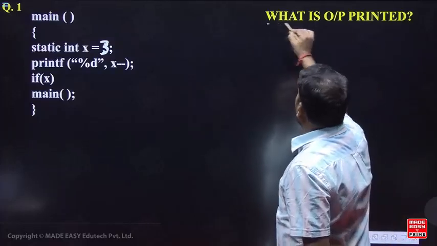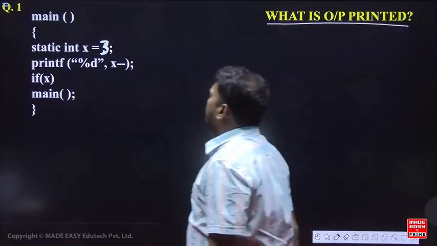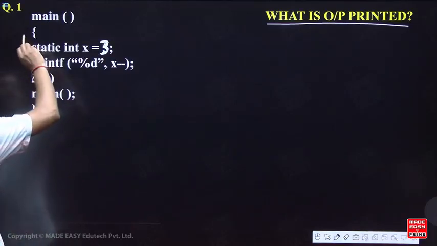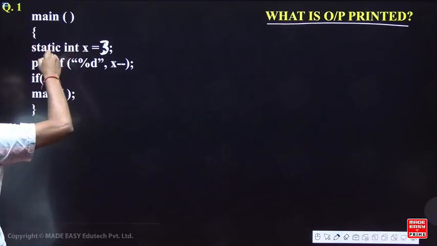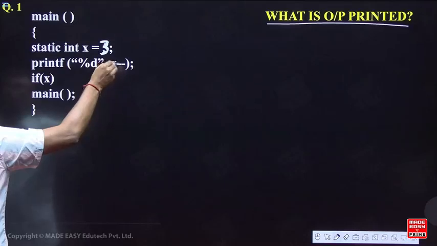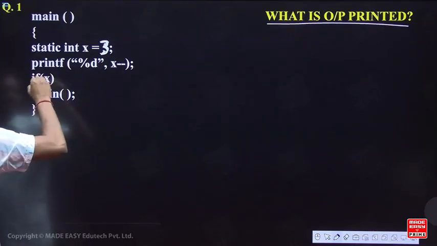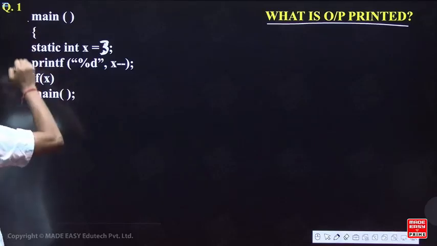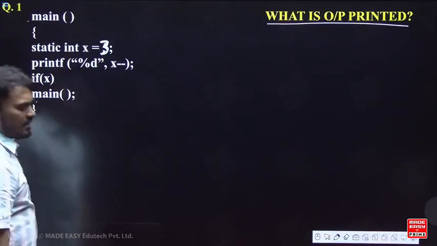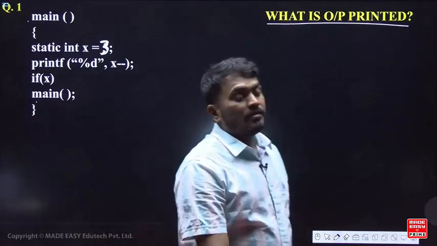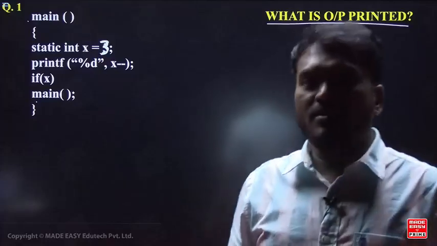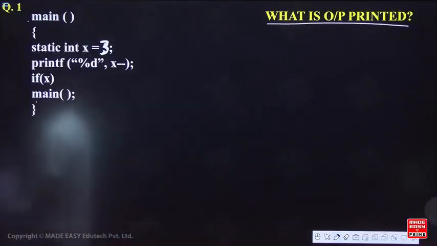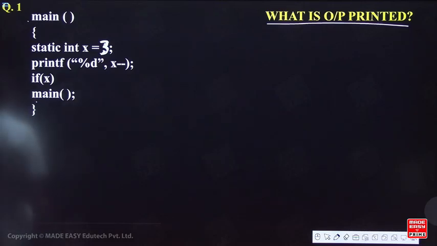Okay, so understand here, don't solve this, no need to solve. I am going to explain this, this is my job only. Now main, static integer x equal to 3, printf %ld x minus minus, post decrement, if x is non-zero, so you are saying main. Now remember, main के अंदर main को call कर रहे हैं, listen carefully, so that is what recursion है, function calling itself is called a recursion. Yes or no, right?